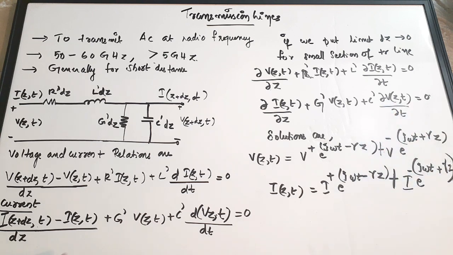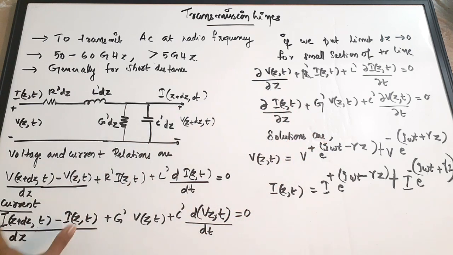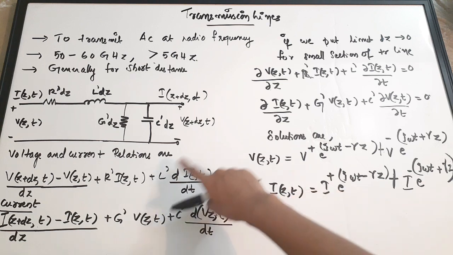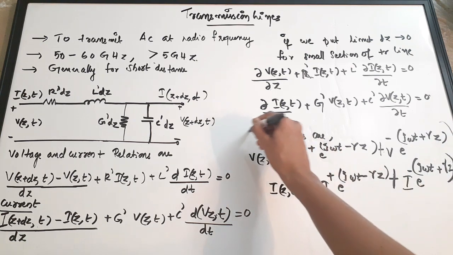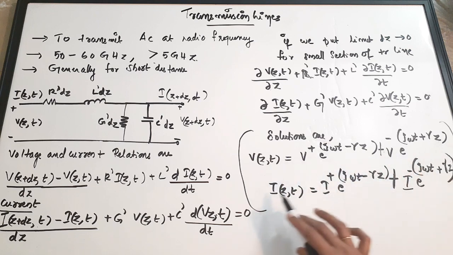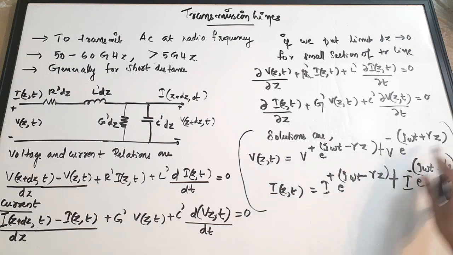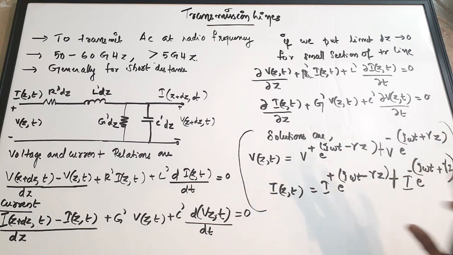Okay, we have just changed this difference as ∂Vz(t) and also here ∂Iz(t), and we have replaced this d/dt by ∂/∂t. Okay. Now the most important part is the solutions of these equations. We'll get the solution for voltage and current, that is, the representation for Vz(t) and Iz(t), which is the most important part of this discussion.